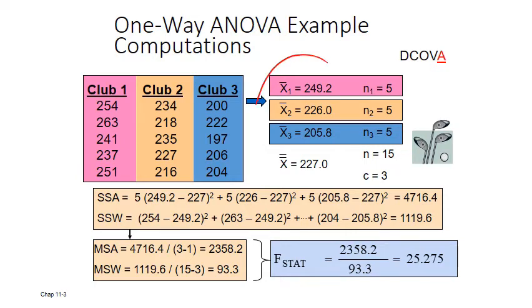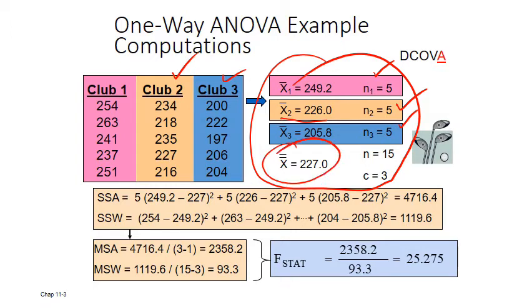So here we summarize all the calculated values. X bar 1, number of values is 5. X bar 2 comes here, number of values is 5. X bar 3 comes here. And similarly the grand mean. We have a total of 15 values in 3 groups, and there are 3 groups, so that is why C equals 3.